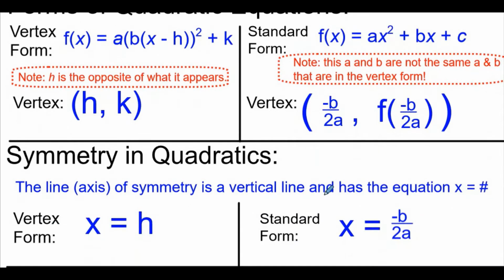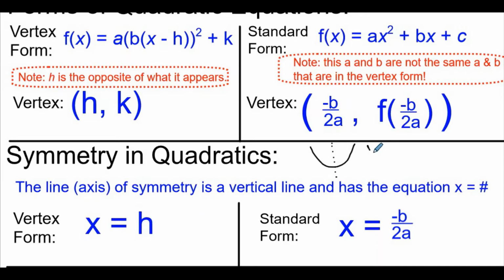So within quadratics, there's also symmetry, and this is a very important thing. There are applications for the axis of symmetry. The axis of symmetry is simply the vertical line that goes down the middle of a parabola, which is the name of this shaped graph. So it's a graph of a quadratic, and the shape is called a parabola. The axis of symmetry is the vertical line that goes through the vertex and produces symmetry on the left and the right side. In vertex form, it would just be the equation x equals h.